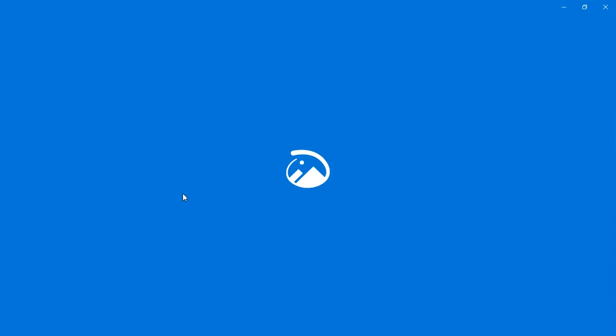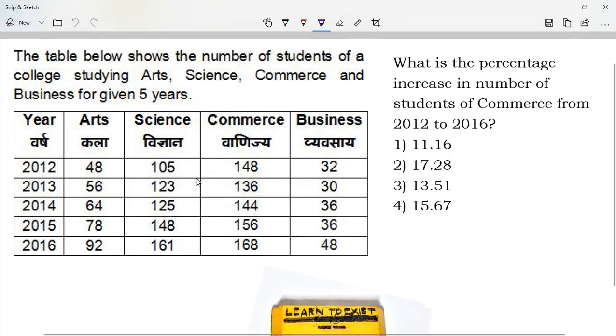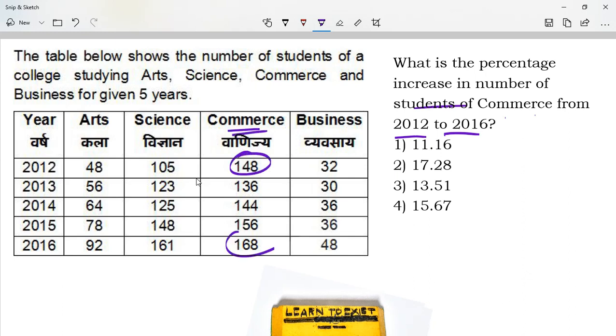And we have 4 DI questions. And the first one is an easy one. What is the percentage increase in number of students of commerce from 2012 to 2016? So commerce, we are looking at this one. 2012 this value and 2016 is this value. And what is the percentage increase? Okay, so the increase is, sorry, the increase is 20.